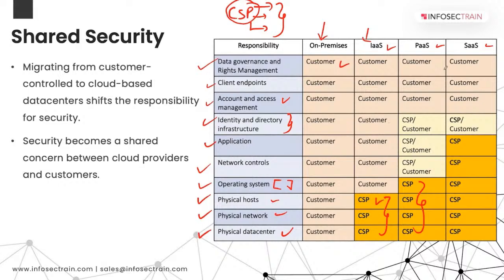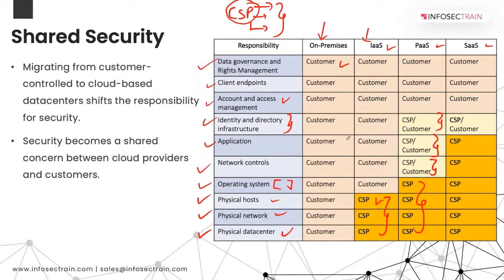So in platform as a service, the operating system, its patching and everything will be done by your cloud service provider. For network control, it will be a shared responsibility. Application will be a shared responsibility as well, plus identity and directory structure will be a shared responsibility as well.